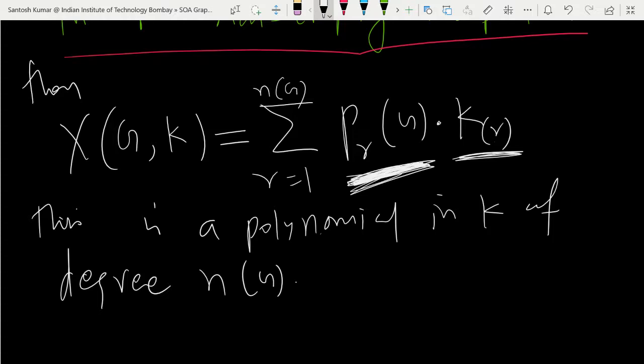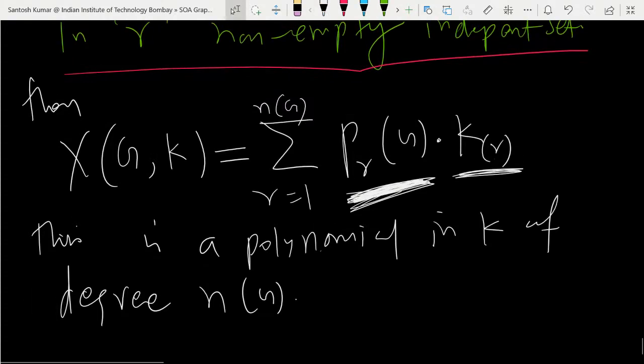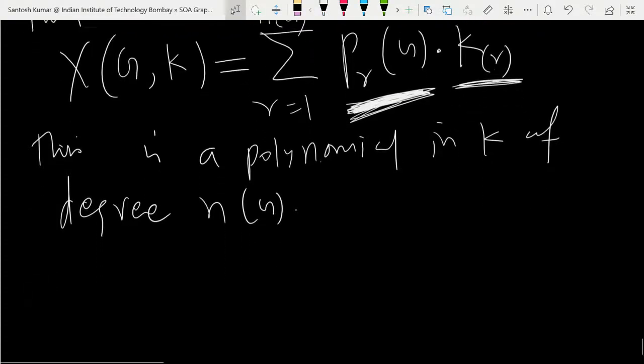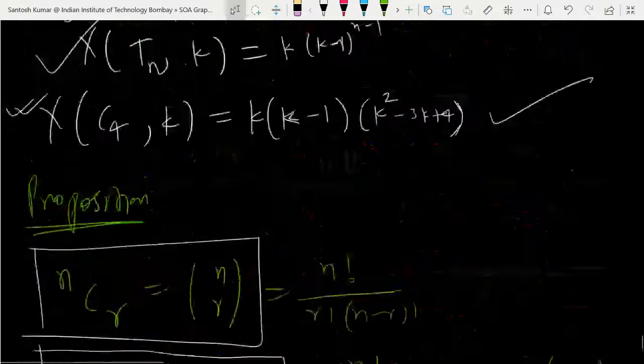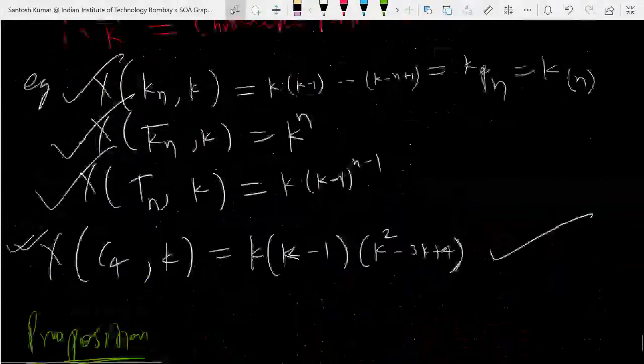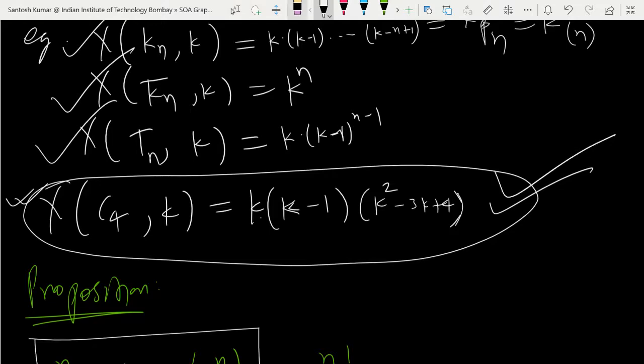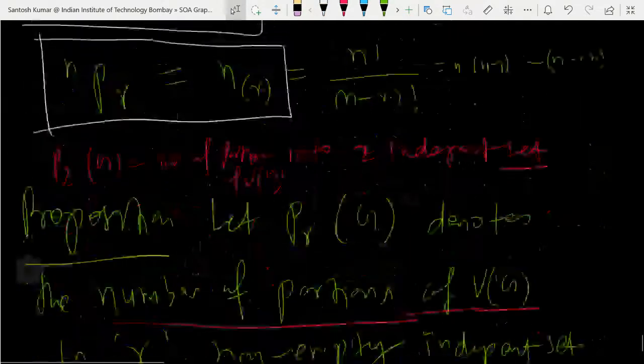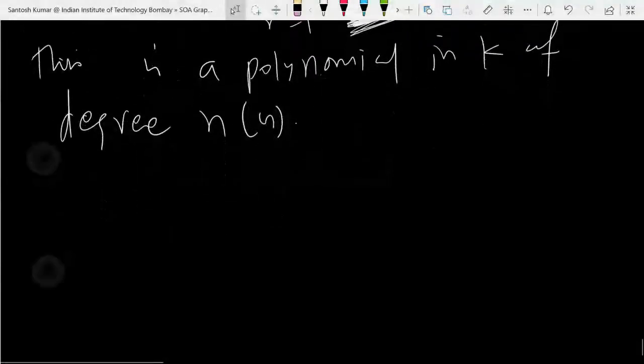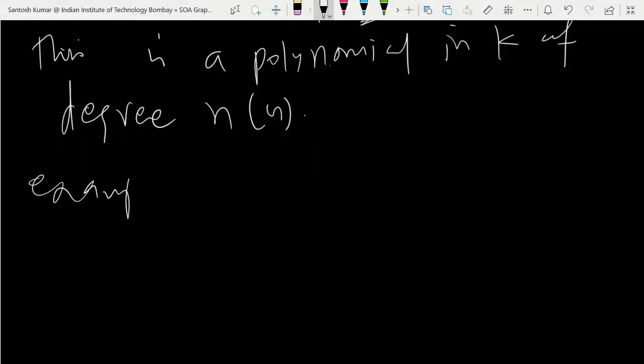So I think we should give one example on this. Let me give you the expression for this, and then I'll come to the proof. I would like to prove this using this formula. Let me prove this one, then you will understand better. So one example I would like to discuss.